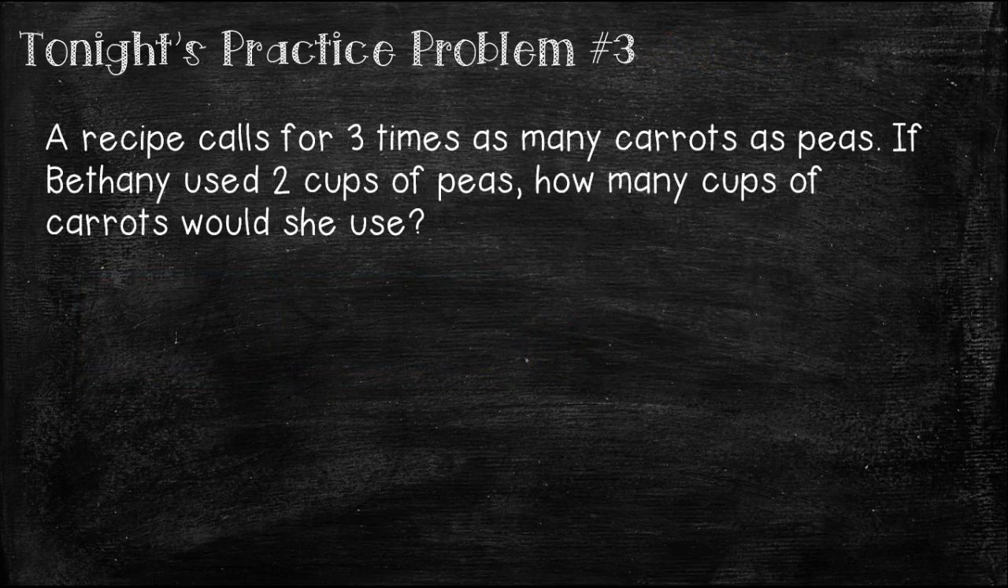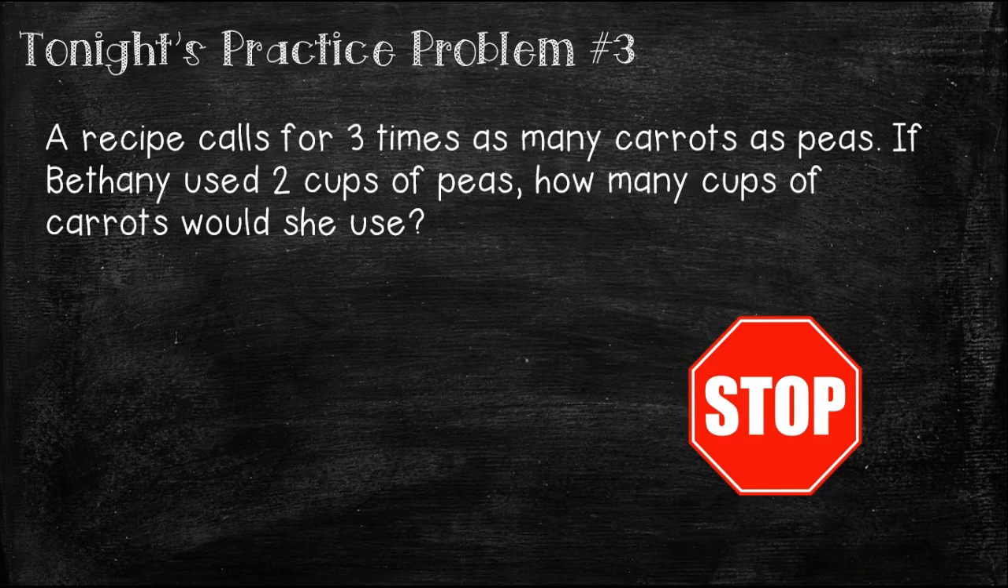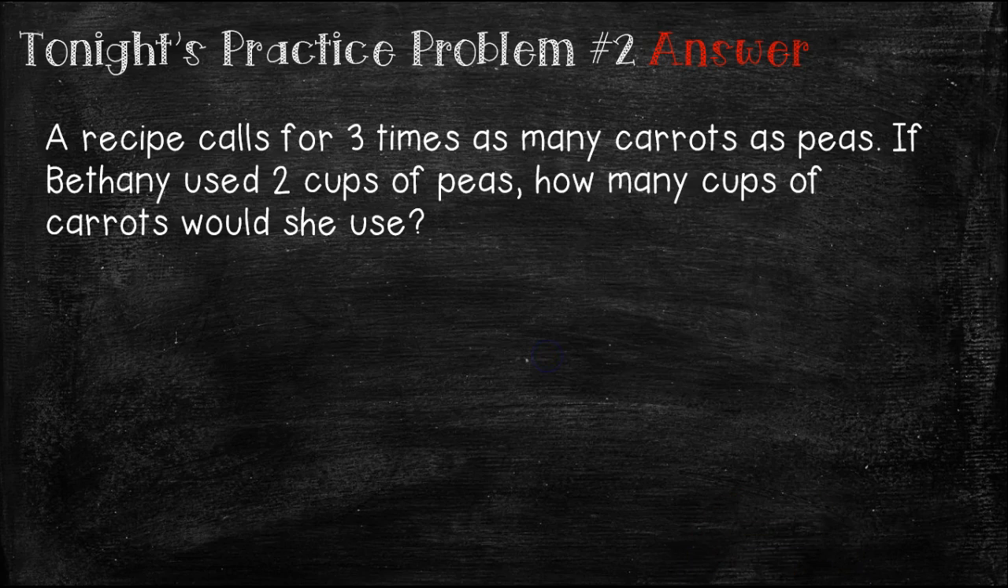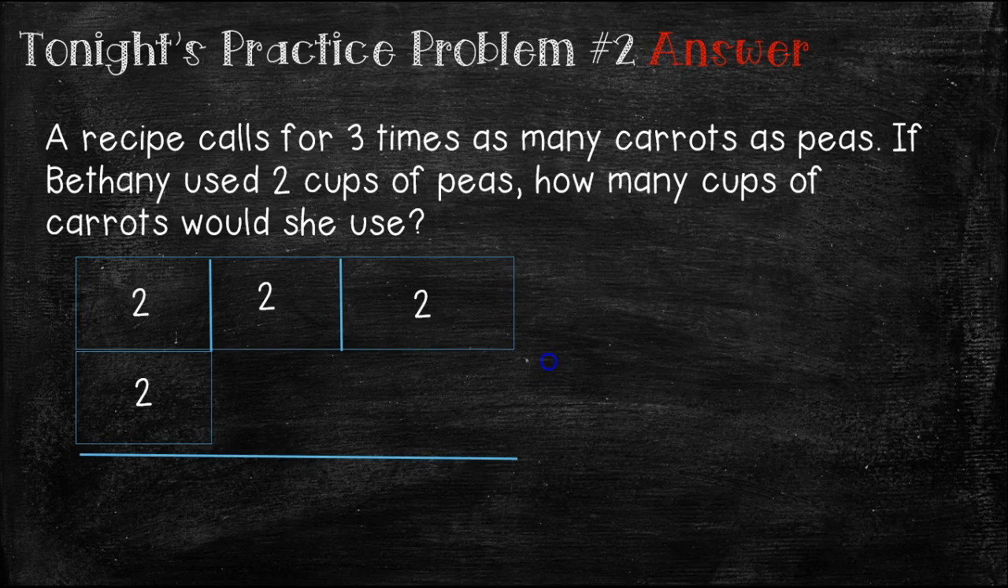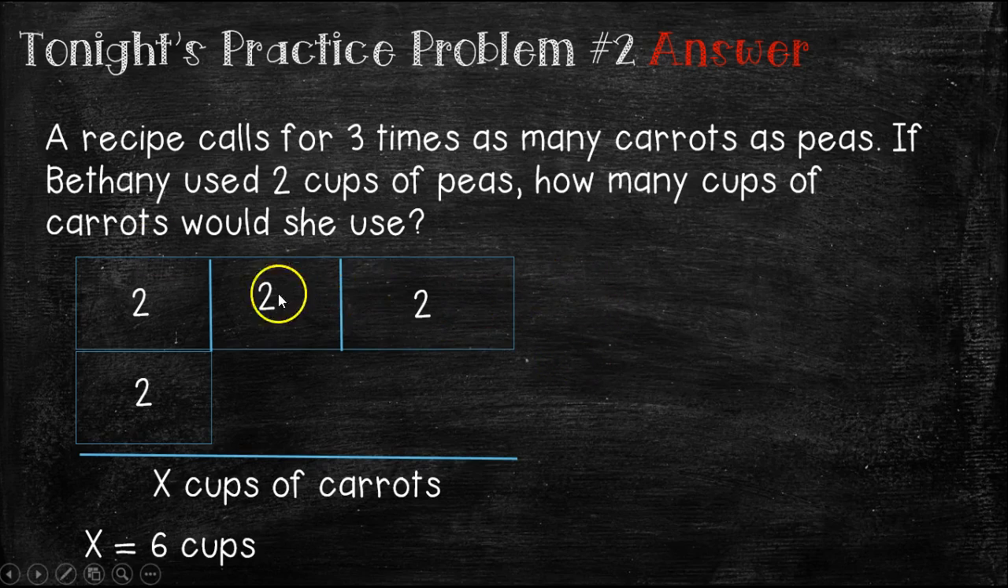And tonight's practice problem number 3, the last one we have. A recipe calls for 3 times as many carrots as peas. If Bethany used 2 cups of peas, how many cups of carrots would she use? Go ahead and pause the video and come back when you have your answer. Coming back in 5, 4, 3, 2, 1. This is what your bar diagram would look like. And the reason it would look like this is because you have 3 times as many carrots as peas. So this is the total number of carrots, and x would equal 6 cups.